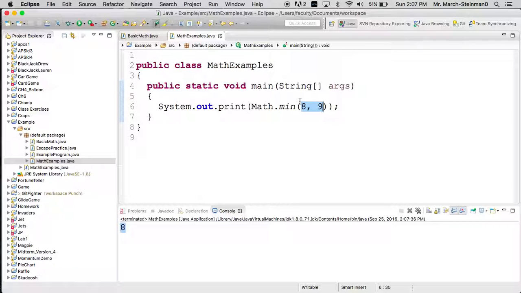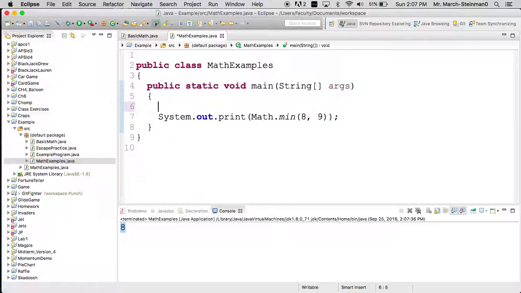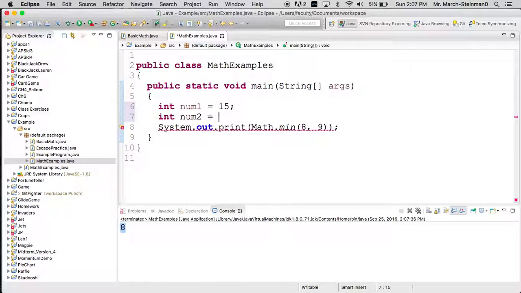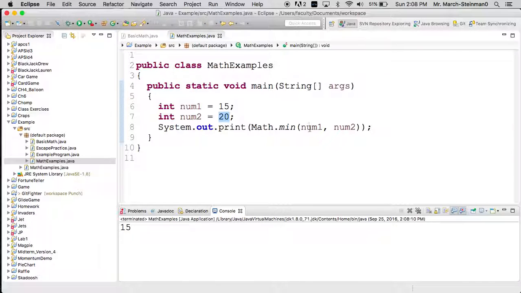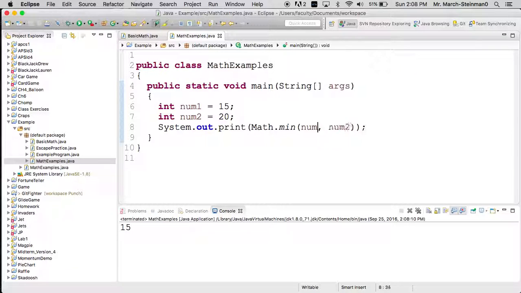Now this seems obviously trivial, but what if I were to do this with variables? Okay, well, what if I want to compare num1 with num2? So I have two variables, two integers. One has the value 15, one has the value 20, and we're going to compare. And it'll print out 15. What if I switch this, though? What if I put num2 first, num1 second? Take a minute to think about it.